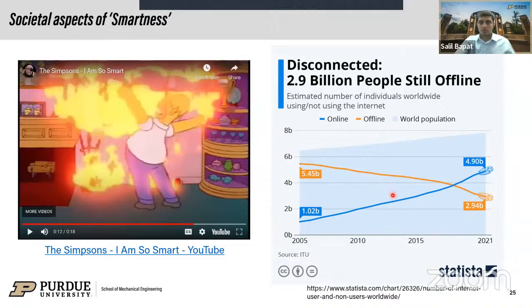And in this plot from 2021, you see that there are 4.9 billion individuals that have access to the internet, but almost half of this number, 2.94 billion, more than half, still don't have access to the internet. So if that is the case, is going digital 100 percent completely smart? That's a question I want to ask. The point that I'm trying to make is that digital is part of smart manufacturing, but smart manufacturing does not necessarily mean digital.